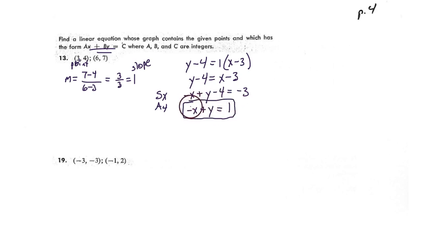The value of capital A is -1. The value of B is 1. The value of C is 1. Those are all integers, and that's what it wants for A, B, and C.